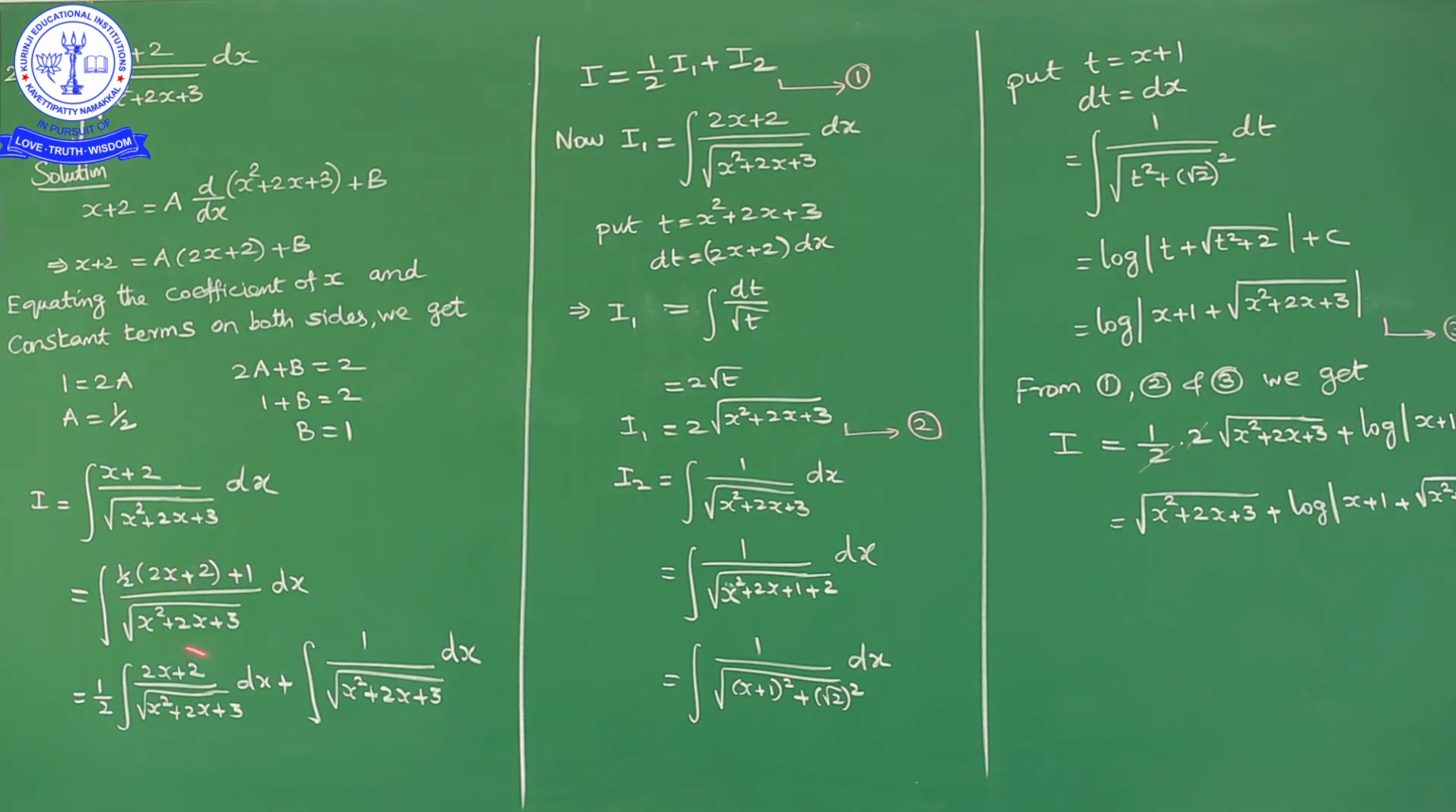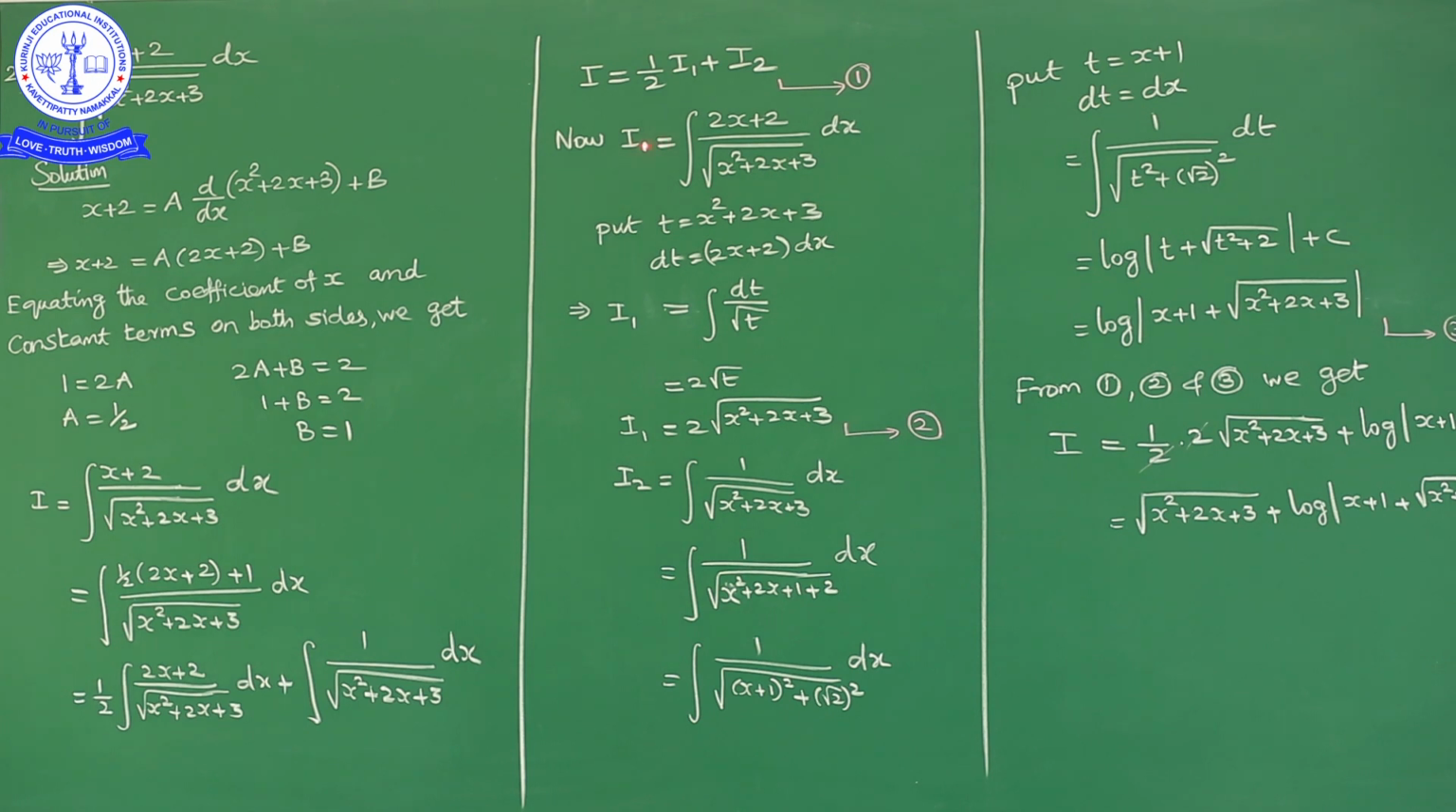So now this integration I will split as a sum of two integrals. So half into integral of (2x plus 2) dx upon square root of x square plus 2x plus 3, plus integral of 1 upon square root of x square plus 2x plus 3 dx. Now I is equal to half I1 plus I2. I will mark this one as 1. I will calculate I1 and I2 individually.